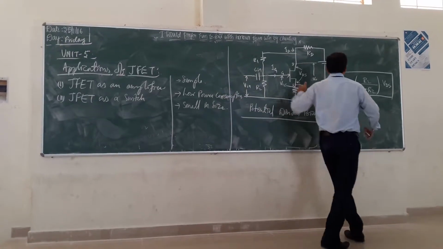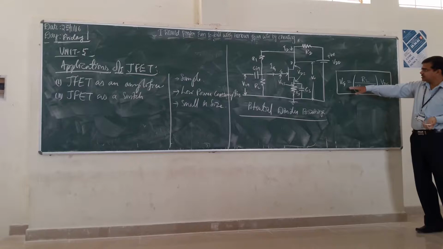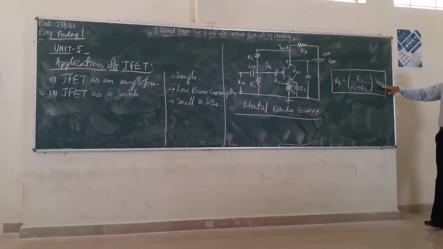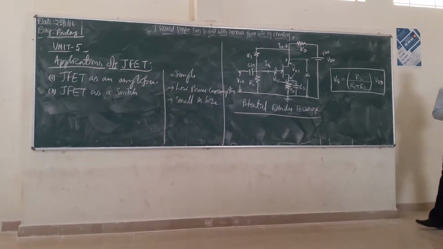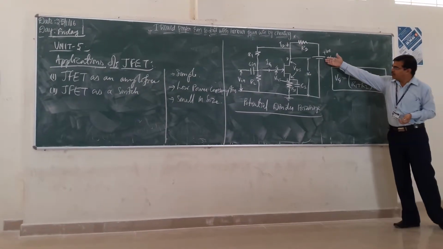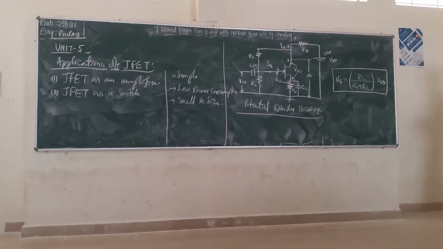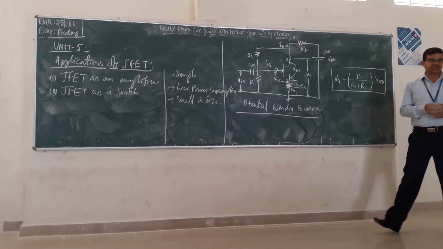Here we can go for finding your gate voltage. So what is your gate voltage? Gate voltage will be R2 by R1 plus R2 into VDD. This is the external voltage across your drain with respect to your source. So from this we can calculate your gate voltage.